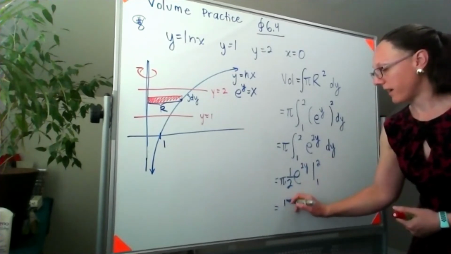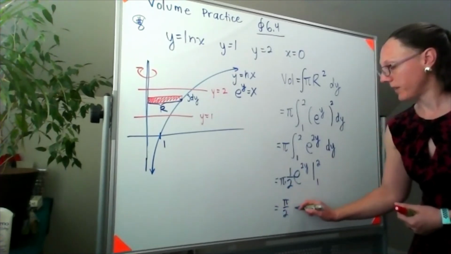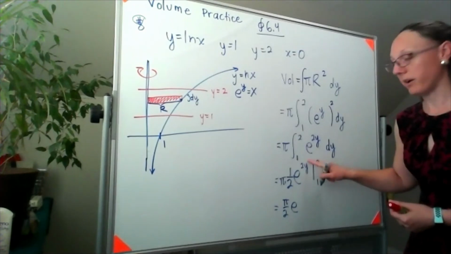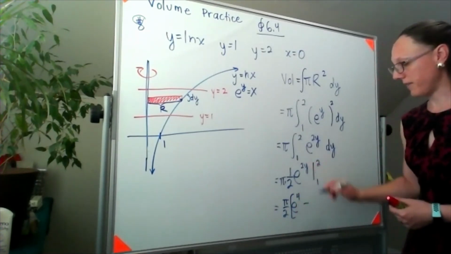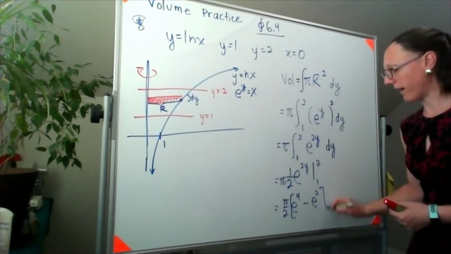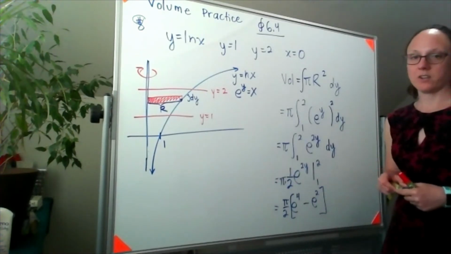So plugging that in, I've got pi over 2 e. When I plug in a 2, I'll have e to the 4th. And when I plug in that 1, I'll have e squared. And that's about as far as we can take that one.